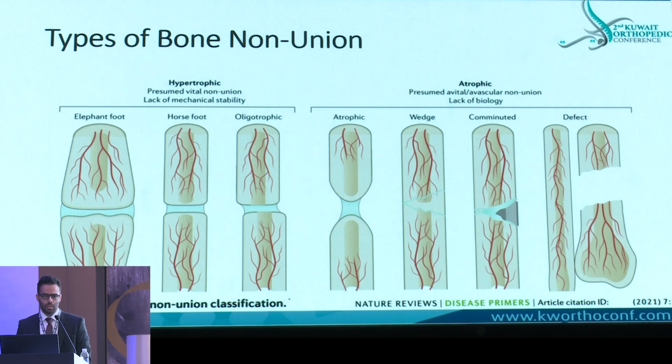Types of non-union: there are many classifications. The traditional classification is hypertrophic non-union and atrophic non-union. Hypertrophic non-union is when you have a lack of mechanical stability with a fracture, and atrophic is when you have a lack of biology. For example, the patient is a smoker, there's an infection, or he has peripheral vascular disease. Infection can occur in both, so there's a more recent classification talking about infection, but it can occur in both hypertrophic and atrophic non-union.